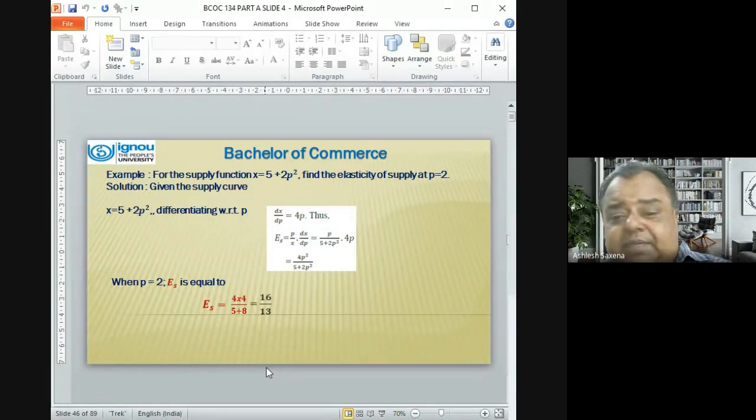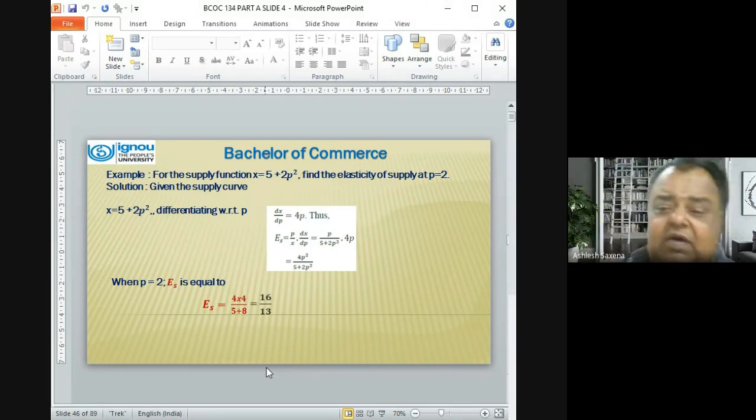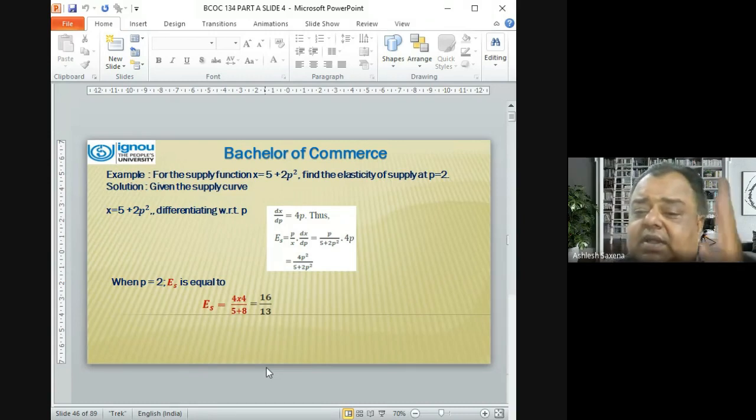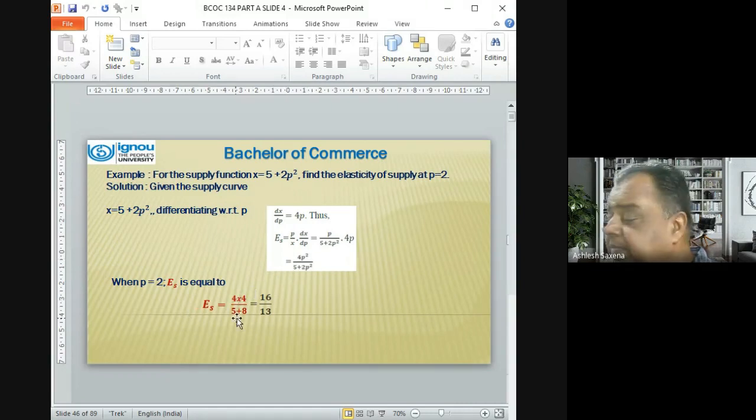Going back to the elasticity of supply, es is equal to p upon x into delta x upon delta p. Substituting the value, you are going to get 4p square upon 5 plus 2p square. Now you have to calculate the value at p is equal to 2. So straight away, substitute the value of p equal to 2 in this function. It will be 4 into 4 divided by 5 plus 8. It will be 16 by 13. We have to substitute the value over here.